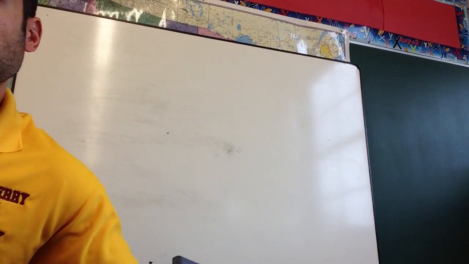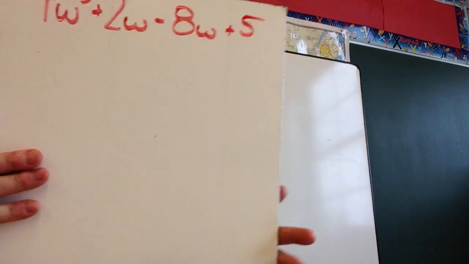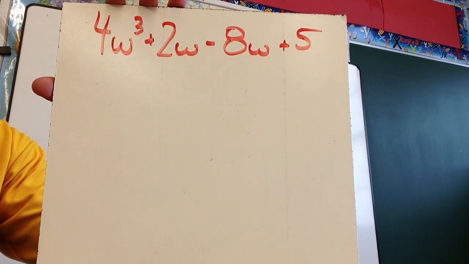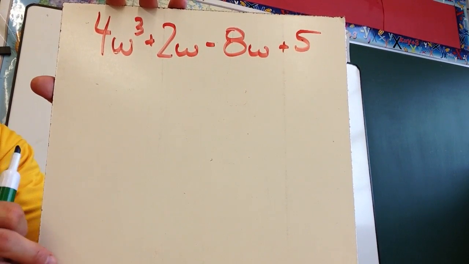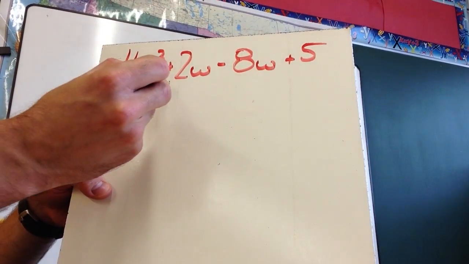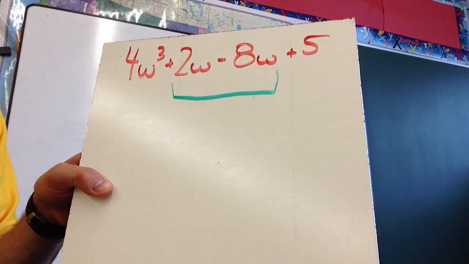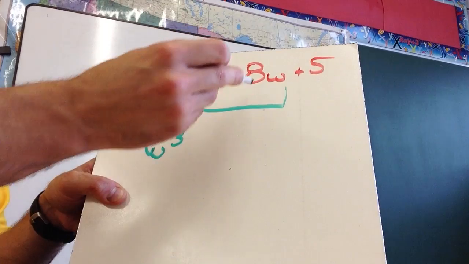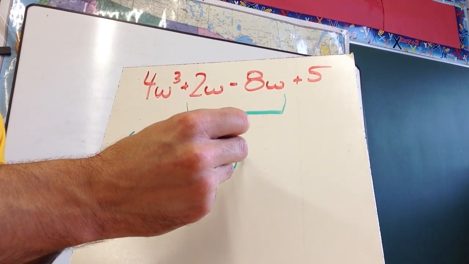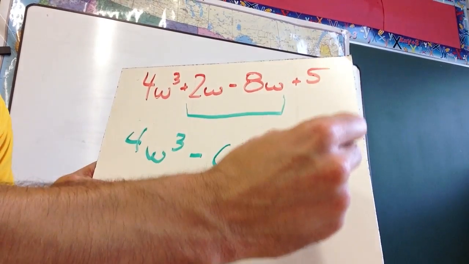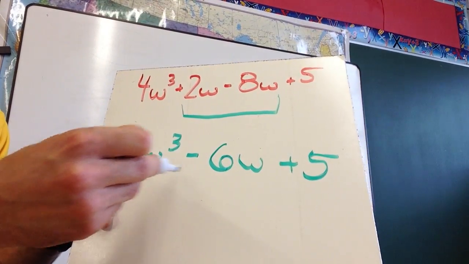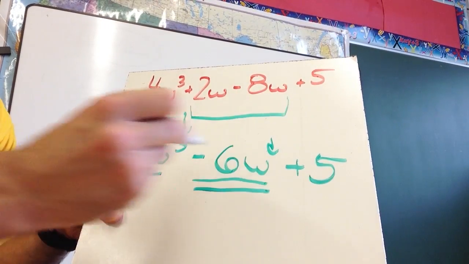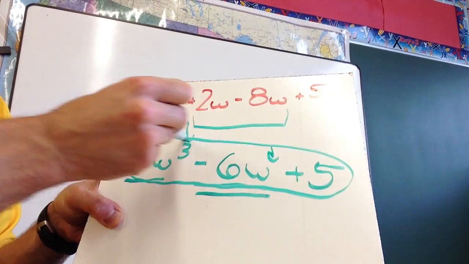Now you try one. Please pause the video at this time to practice this problem. All right, in this problem, these have a w in common. So I've got 4w cubed. 2 minus 8 is negative 6w plus 5. You cannot combine this and this because this is w cubed and this is just w. So my answer should be that.